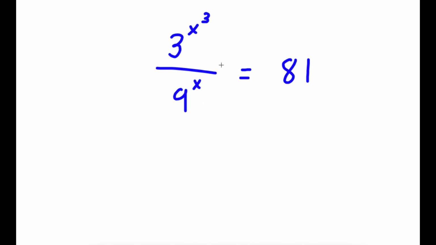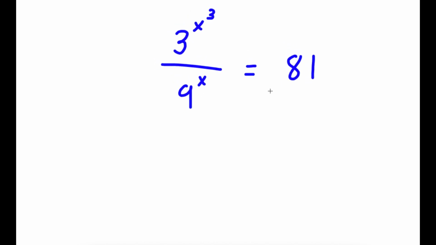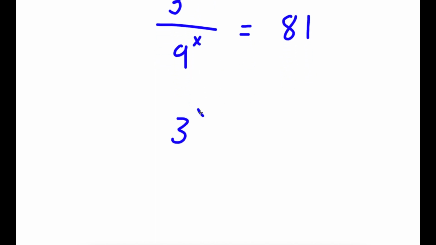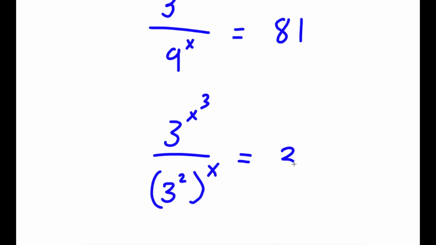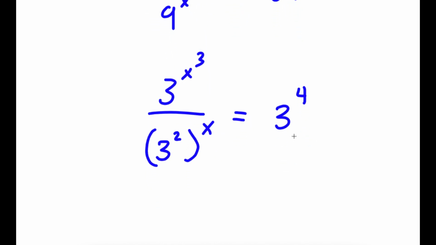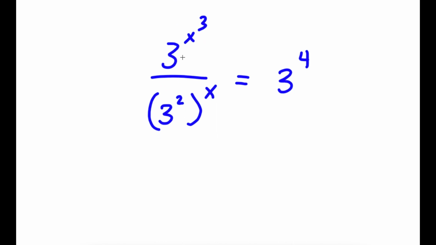Alright, so in this problem, I have 3^(x^3) over 9^x is equal to 81. So to start, I'm going to first rewrite all of these terms. I'm going to rewrite 9 to the power of x as (3 squared) to the power of x. And 81, I'm going to rewrite as 3 to the power of 4. The reason I did this was because now all my bases for my terms here are 3.